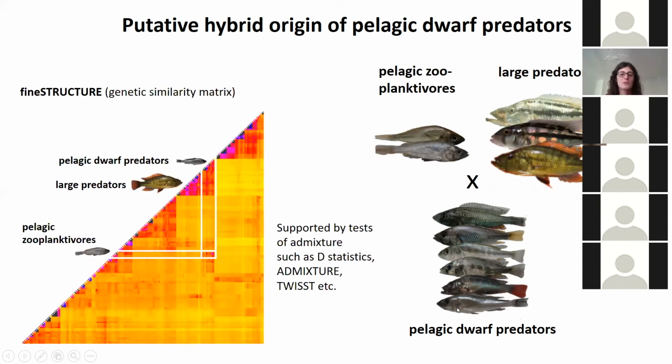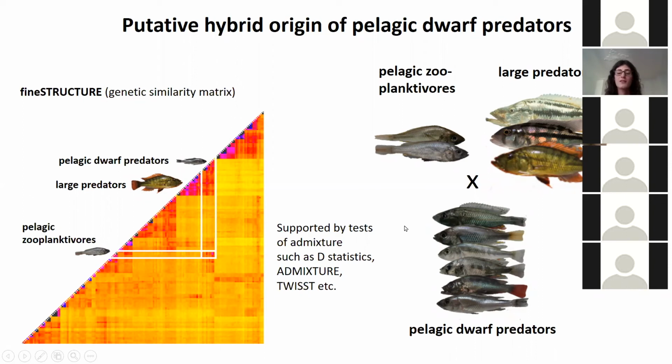And this is basically also what they look like genetically. So this is now a genetic similarity matrix. When you can see such triangles, this means that all the cichlids in this triangle are genetically very similar. And here we have a little triangle of the dwarf predators, and they form a big triangle with the large predators, showing that they're genetically very similar to the large predators. But there's also some excess allele sharing with the zooplanktivores. So the dwarf predators are genetically partially large predator-like and partially zooplanktivores.